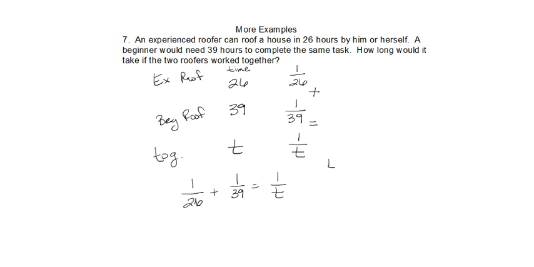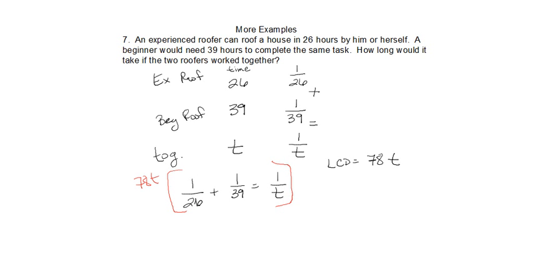Now we need to find an LCD. We know it's going to include t. If we look at 26 and 39, our LCD there is going to be 78, because 2 times 39 is 78 and 3 times 26 is 78. So let's multiply the entire equation by 78t.